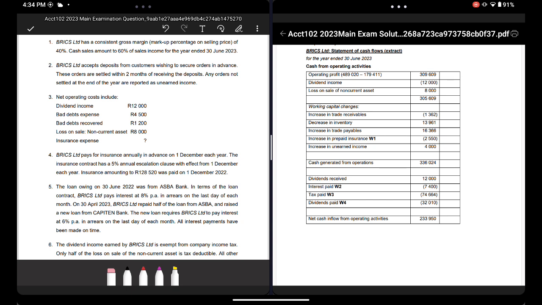Then your loss on sale of asset is a non-cash item, so to take it out from there, you say plus, right? Because the reason why, loss on sale, what will happen to your operating expense? It will increase the expense. No, sorry, operating expense. Loss. I'm just thinking the loss. Okay, one second. I think I made a mistake.